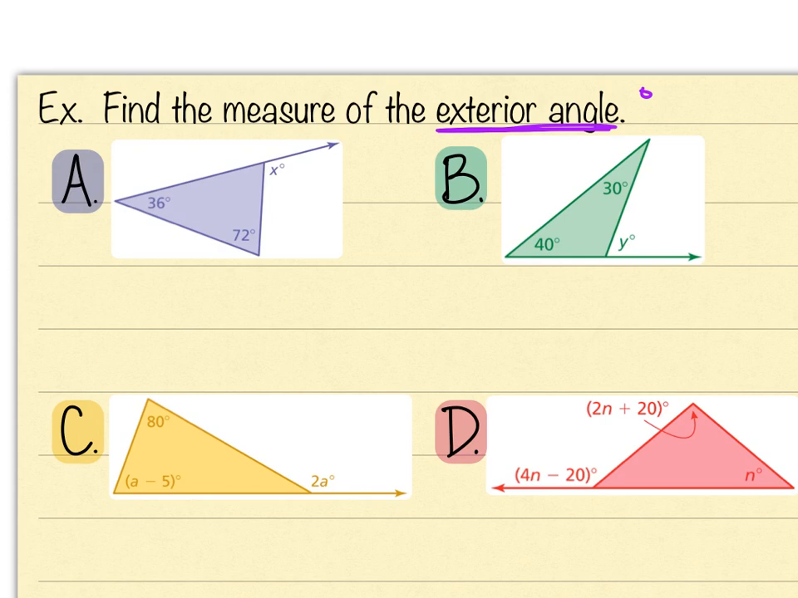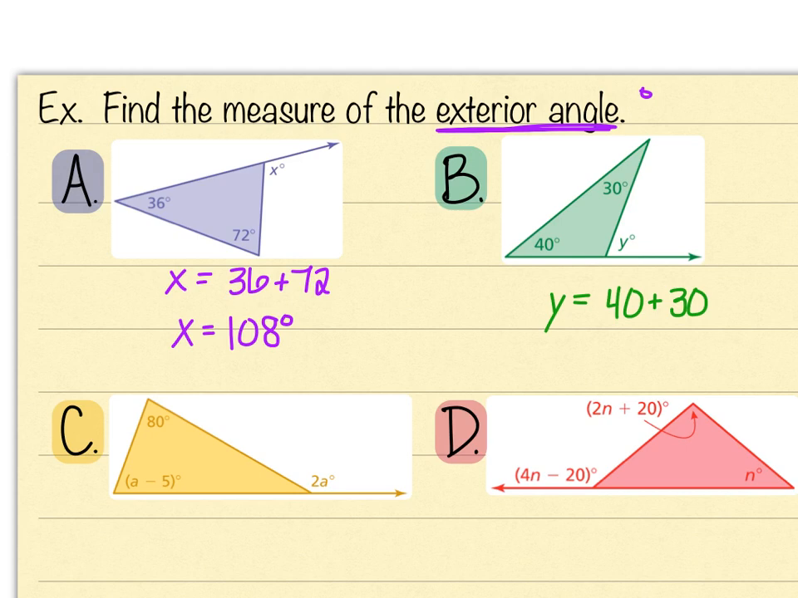So for example A, I know that the exterior angle is equal to the sum of the two non-adjacent interior angles, which just means 36 plus 72, and 30 and 70 makes 100, and 6 and 2 makes 8, so x equals 108 degrees. That was super simple. Example B, same deal here. The exterior angle y is equal to the sum of the two non-adjacent interior angles. Non-adjacent, again, meaning not next to, so y equals 70 degrees.